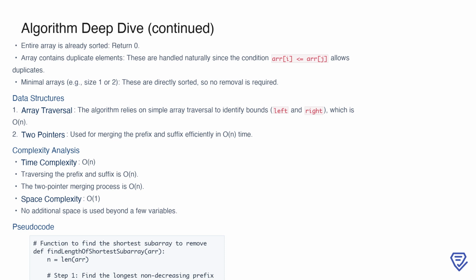From a data structure perspective, this algorithm relies on simple array traversal to identify the bounds of the prefix and suffix, and the two-pointer technique is used to merge them efficiently.